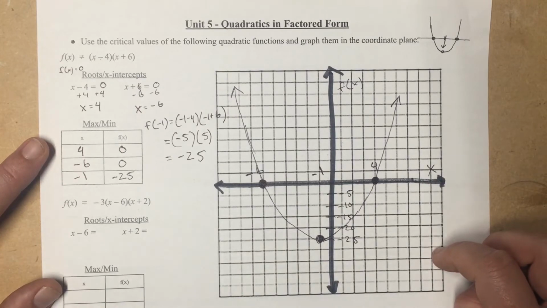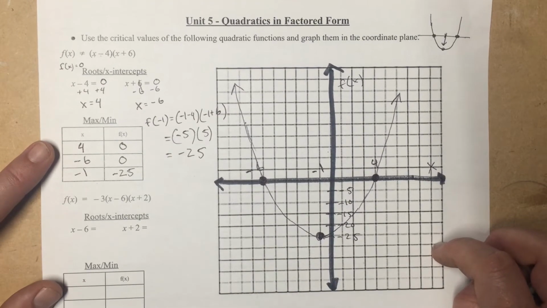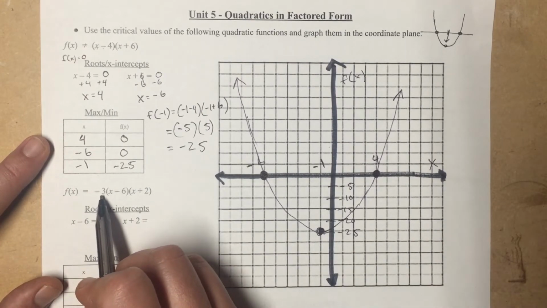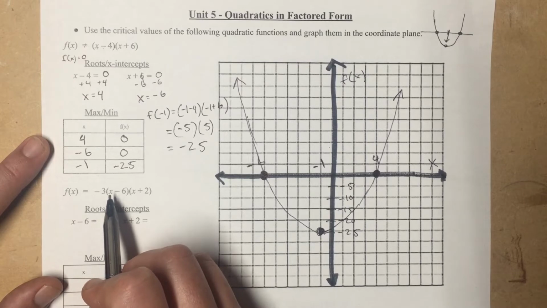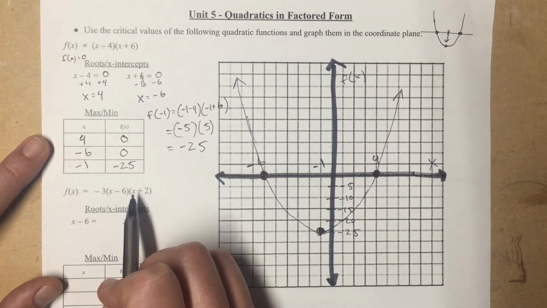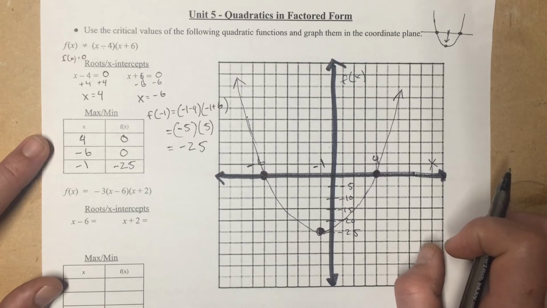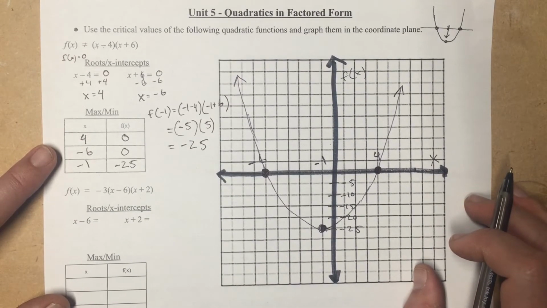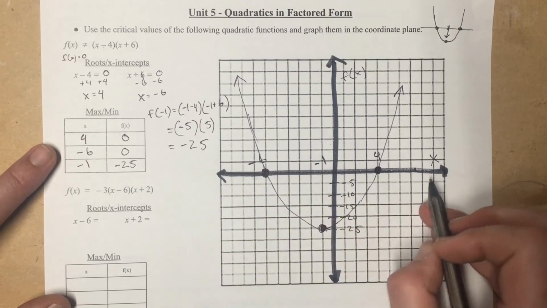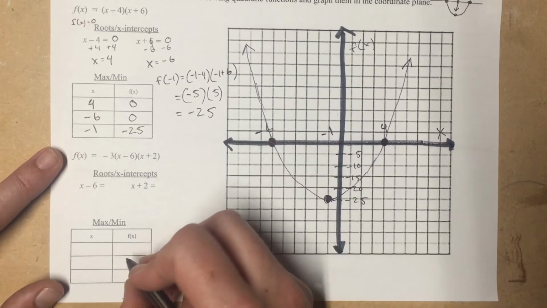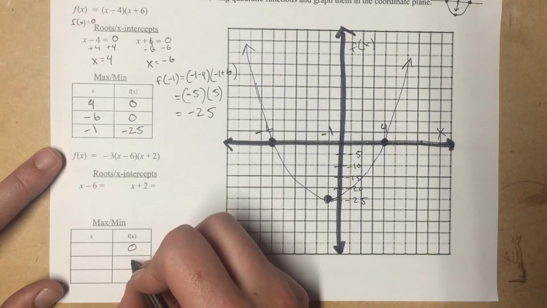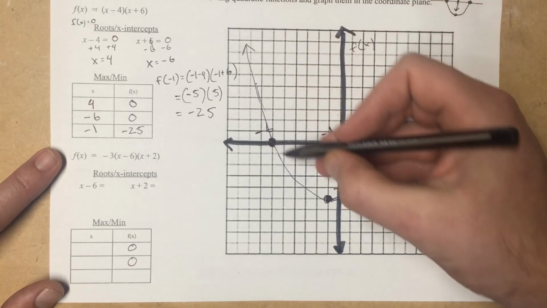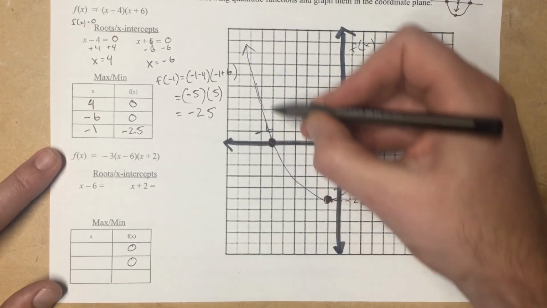Let's do the same thing for a second function here. f of x is equal to -3 times (x minus 6) times (x plus 2). Again, we want to find the x-intercepts first. So we want to figure out where f of x is going to equal 0. And I'll give you a hint. There's going to be two of them, right? We're going to cross the x-axis 2 times.